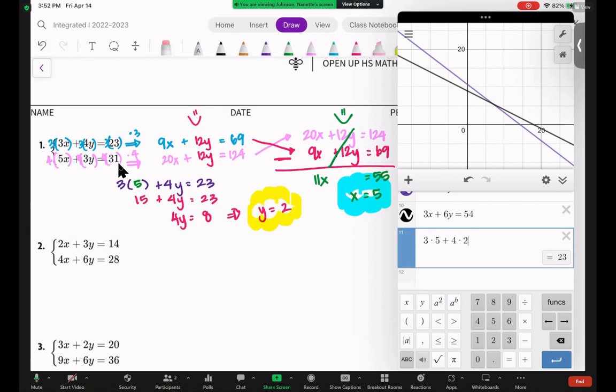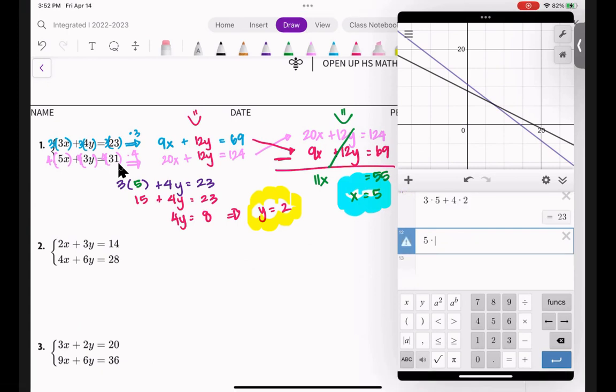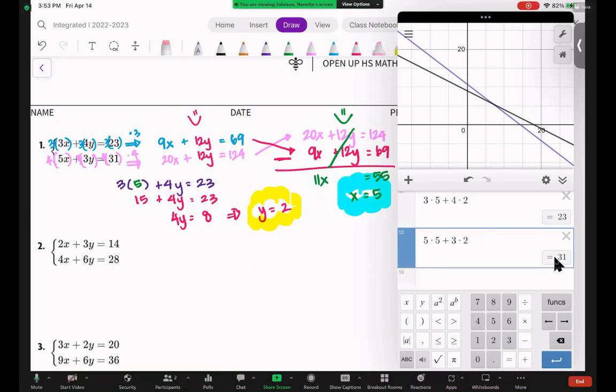Notice this 23 matches that 23. And now I'm going to plug into the second equation. So I got 5 times x, which is 5, plus 3 times 2, which is 31. And notice this 31 matches this 31, so I know my answer is perfect.